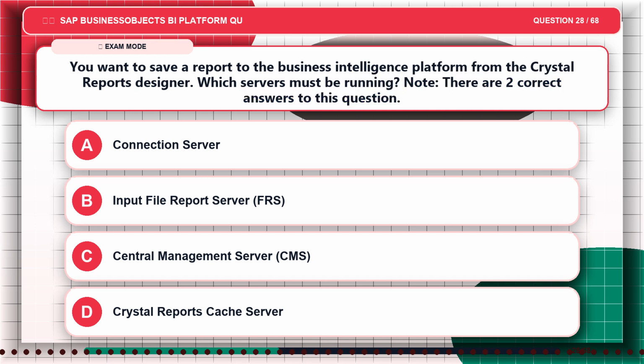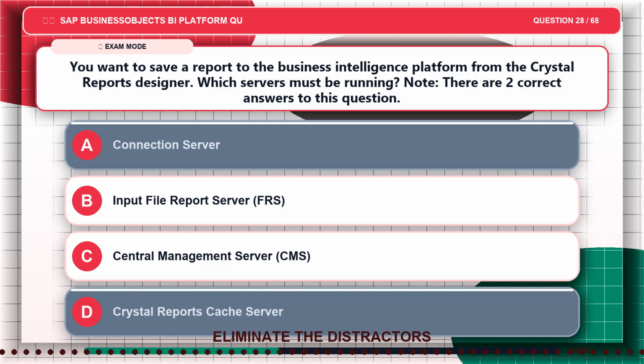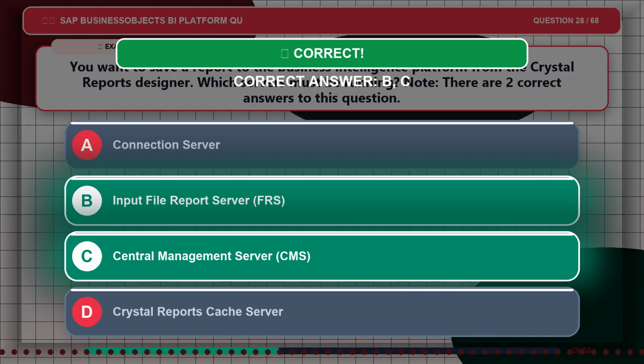Option A, Connection Server. Option B, Input File Report Server, FRS. Option C, Central Management Server, CMS. Option D, Crystal Reports Cache Server. The correct answers are options B and C, Input File Report Server, FRS, Central Management Server, CMS.